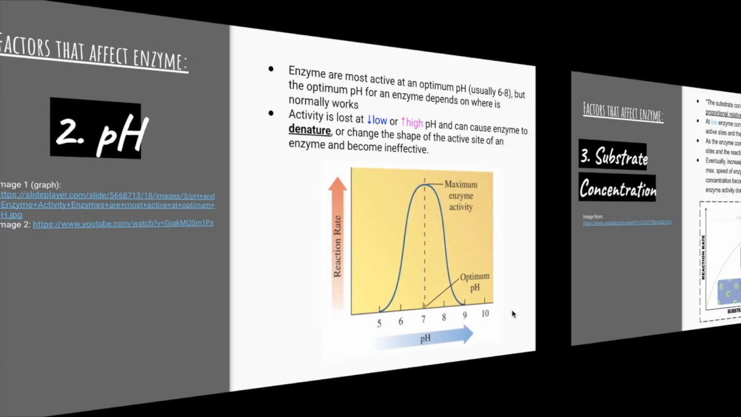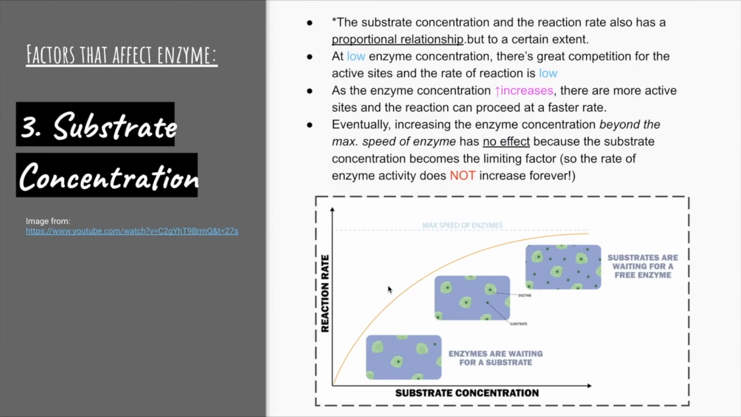best. And then the last factor is the substrate concentration. Same idea right here, that they have a proportional relationship but to a certain extent. So here at a low concentration, many enzymes are just waiting around for a substrate. And at a high concentration, all the enzymes are hard at work and the extra substrates are waiting around for a free enzyme. But then when it's close to the maximum speed of the enzyme, the increase in concentration has a negligible effect on the rate of reaction.